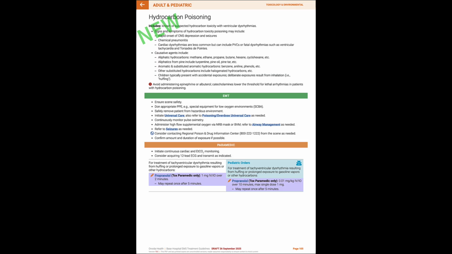This page reinforces the importance of cardiac monitoring, caution with your medication choices, and early recognition of CNS and pulmonary toxicity. Hydrocarbon poisoning is rare, but when it happens, outcomes depend on rapid identification and avoiding interventions that could worsen the patient's condition.